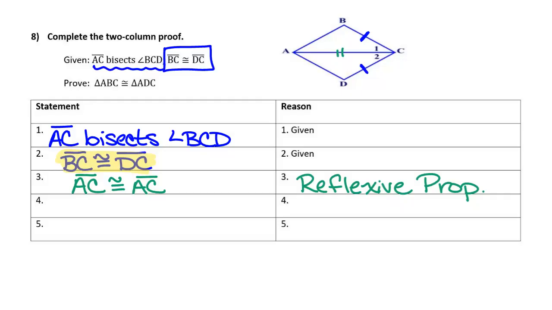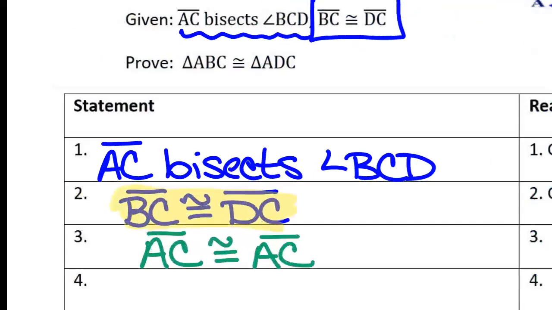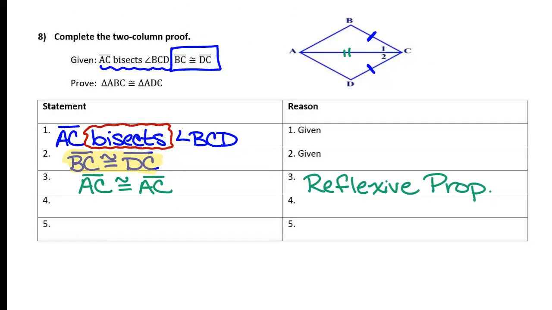They gave me some given information that I haven't used yet. What did they give me that I haven't used yet? What do bisectors do? They cut things in half. What kind of an object is being cut in half here? What did it say is being cut in half? Angle BCD. So I'm taking an angle and cutting it in half.